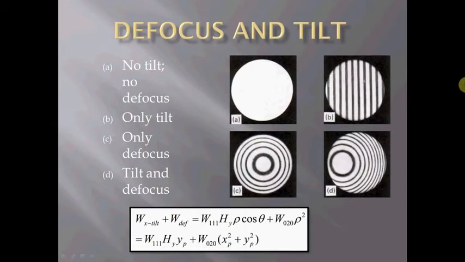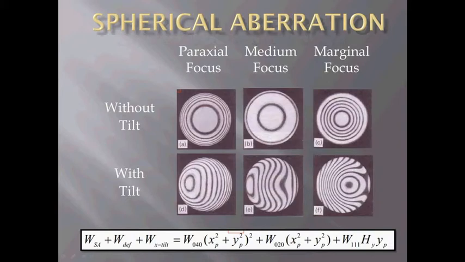An important aspect of this lab is to observe the resulting interferograms of different combinations of aberrations. Here we have tilt and defocus, where A is no tilt, no defocus, B is only tilt, C is only defocus, and D is tilt and defocus. Here are the spherical aberrations. As you can see, it appears as centered concentric circles when tilt is not present, but when tilt is introduced, the circles become off-axis.